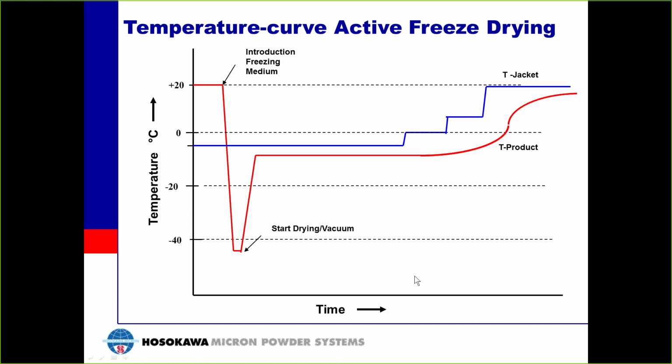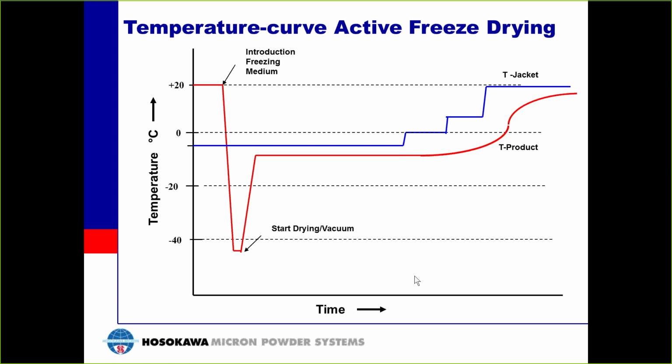So this shows the temperature curve for active freeze-drying. You're going to start out at about 20 degrees C in atmospheric pressure, and you're going to introduce a freezing media, which is going to drop the temperature of your product very low. Once your product is suitably cooled, you're then going to draw vacuum. Once you have vacuum, you're then going to start transferring heat through the jacket of the unit into the vessel, and that's going to transfer heat into the product.